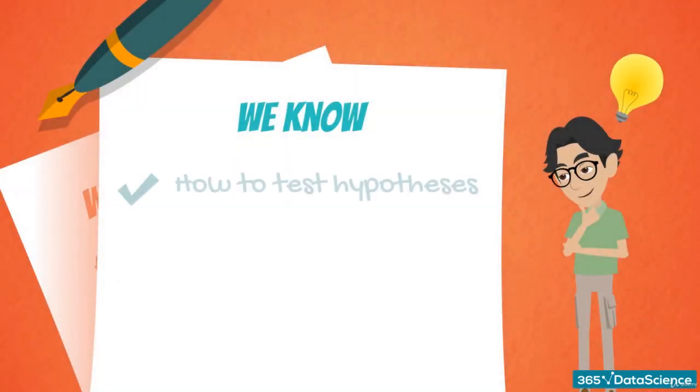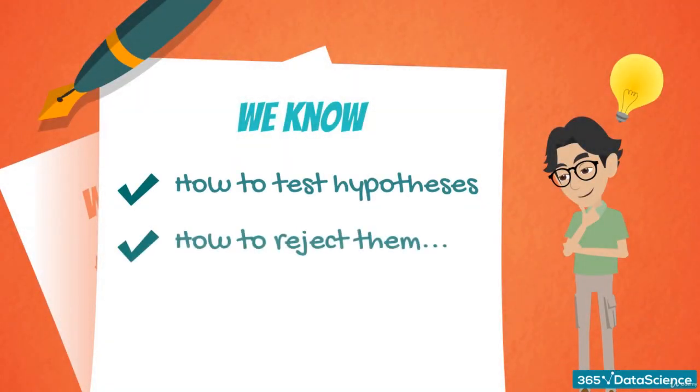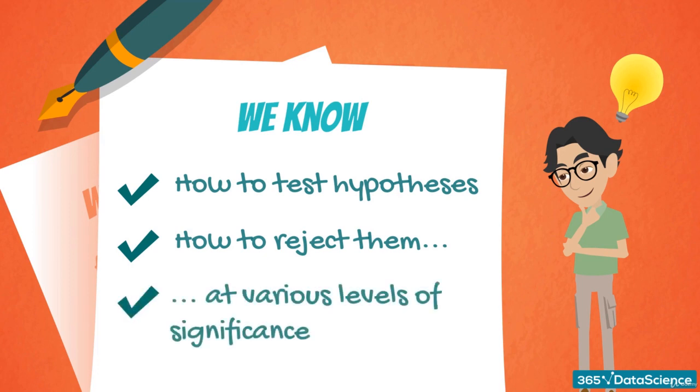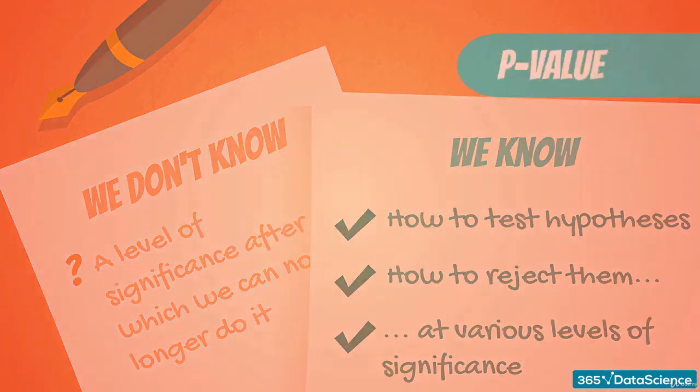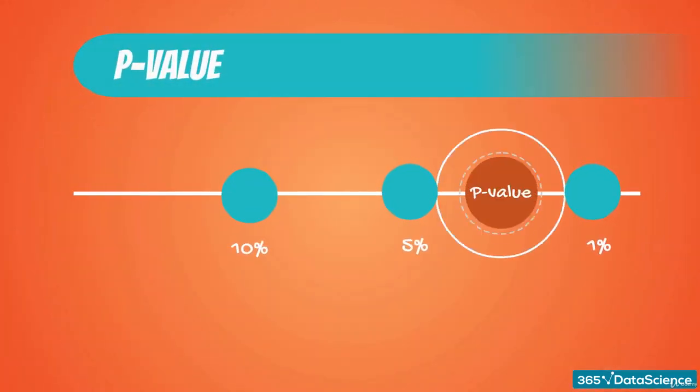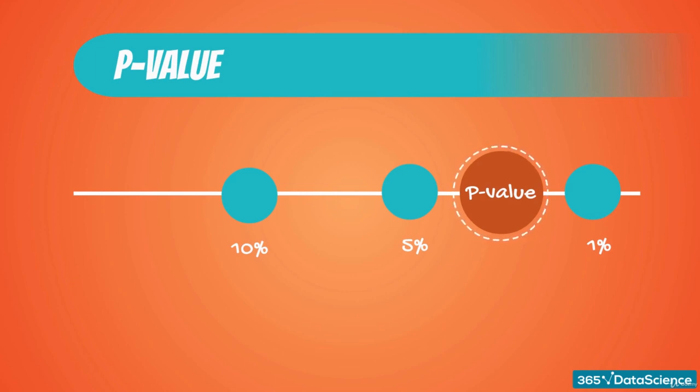Now we know how to test hypotheses and how to reject them. Actually, we rejected the null hypothesis at various levels of significance, but we couldn't find a level of significance for which we can no longer do it. This is the right moment to introduce a measure called the p-value.